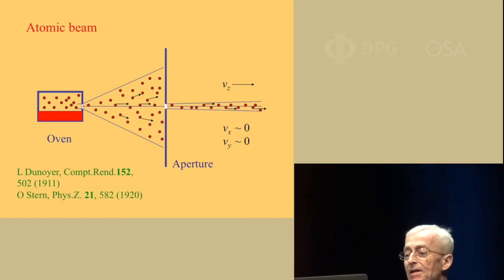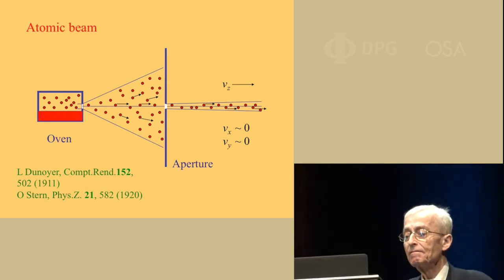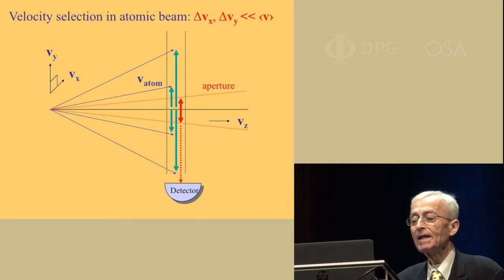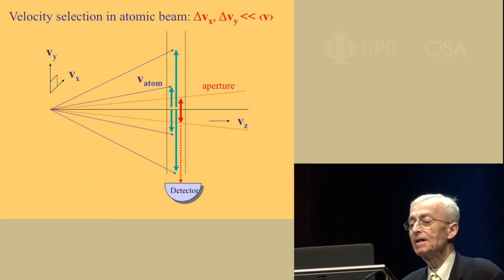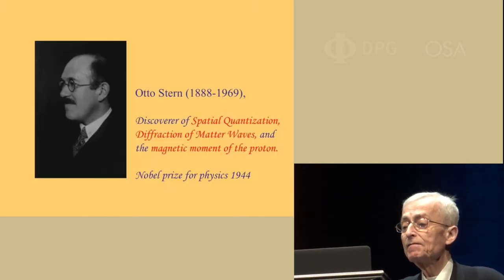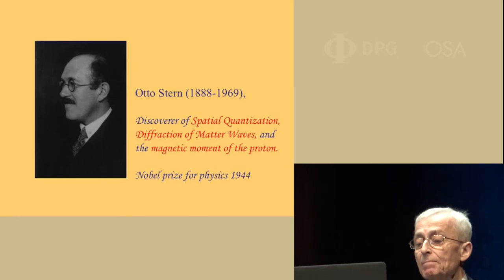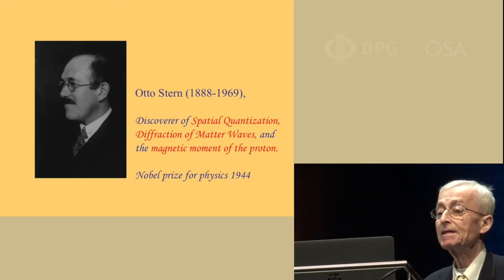dimensions, namely at right angles to the flight direction, so that only one direction of motion was left over, namely the direction of the flight, which is named z. Otto Stern, the discoverer of spatial quantization, diffraction of matter waves, and the magnetic moment of the proton, made very much use of this kind of arrangement.